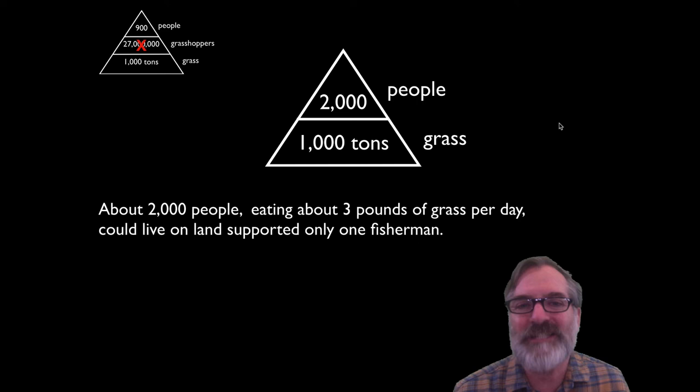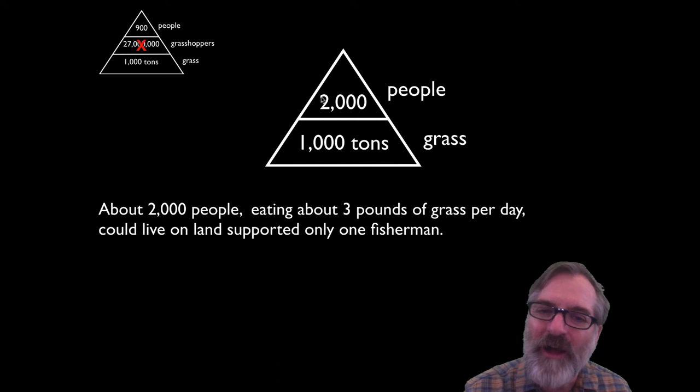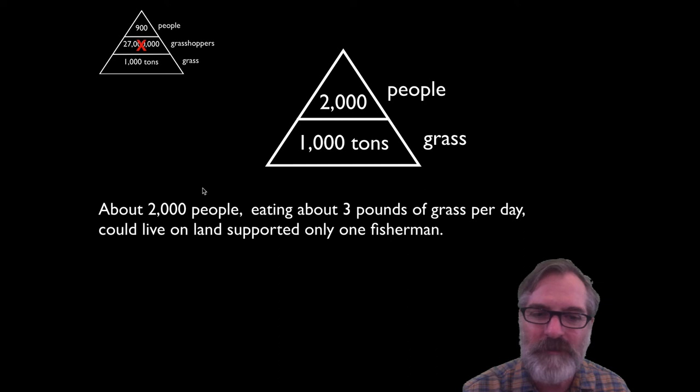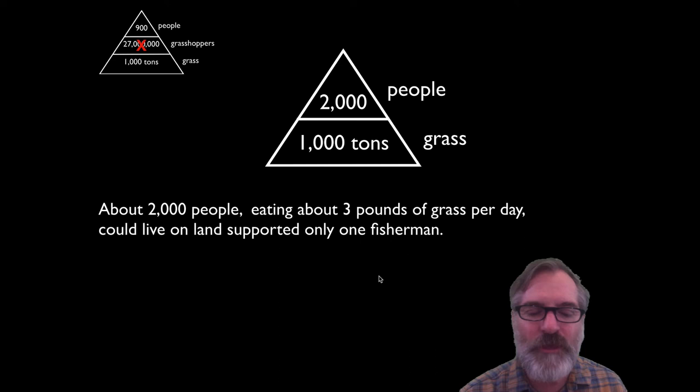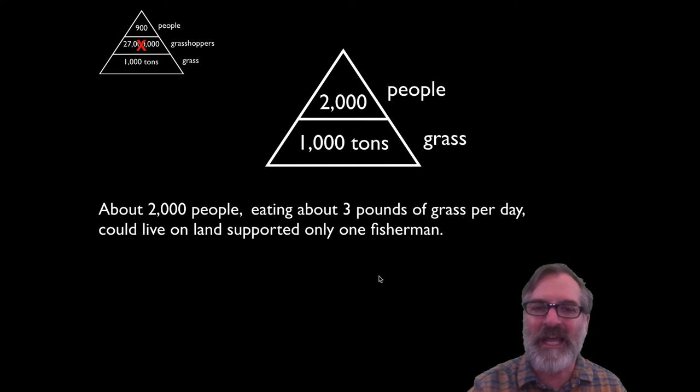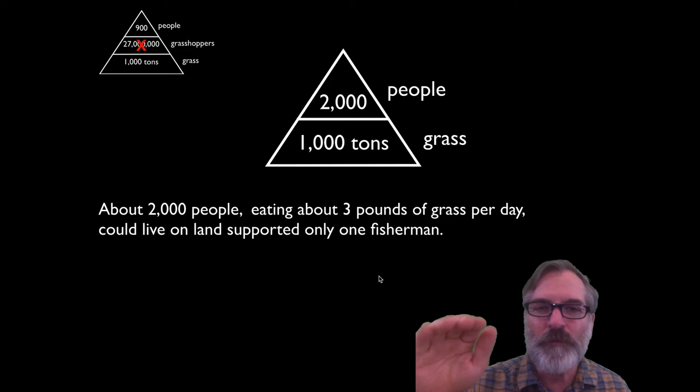So you could support now, not one, not 30, not 900, but 2,000 humans by eating 3 pounds of grass a day, which could support 2,000 humans for a whole year. Now remember at the very beginning, this exact piece of land or ecosystem could only support one fisherman, one person at the top eating fish. But if you take all those trophic levels out, you're going to save all that wasted energy.